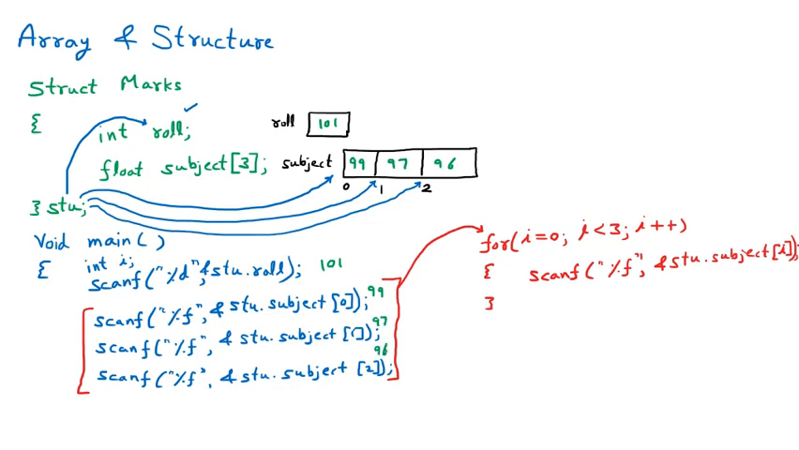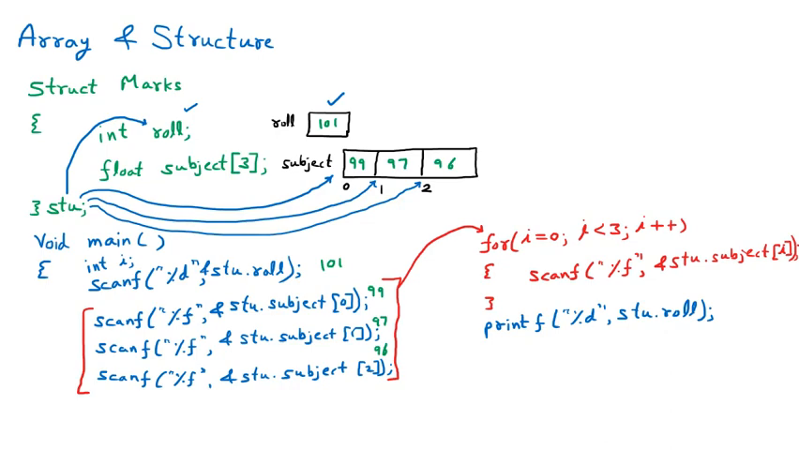It is very simple. Simply we will write printf. The first we are going to access the roll number. So we will say printf percentage d comma stu dot roll number.